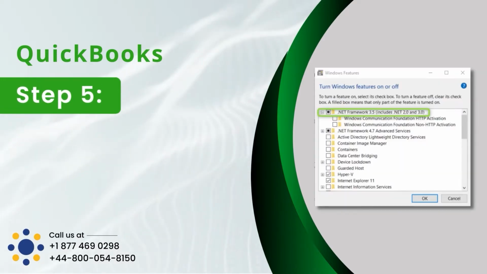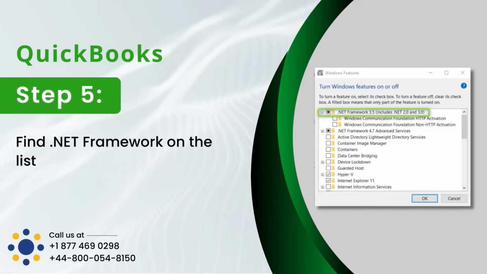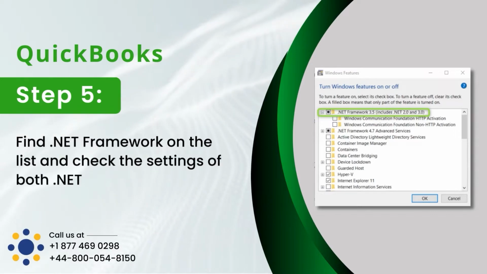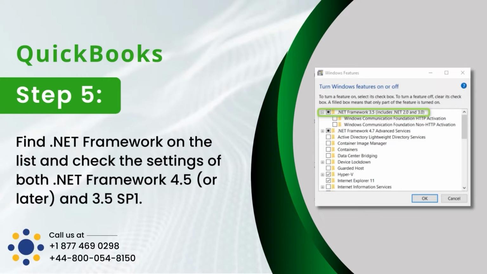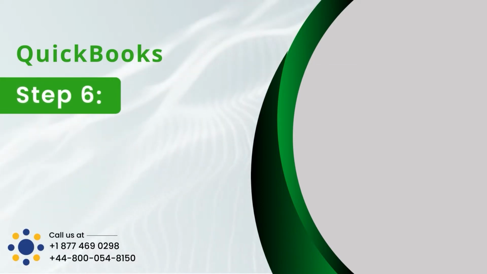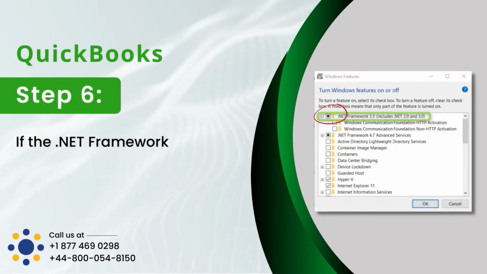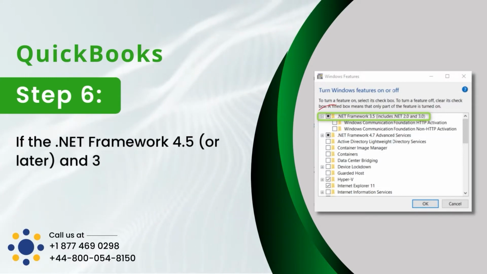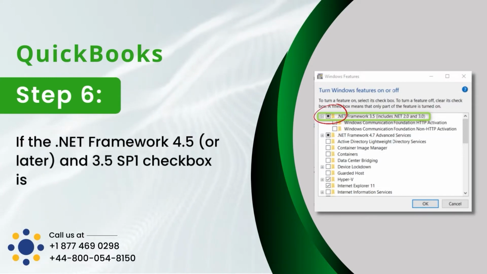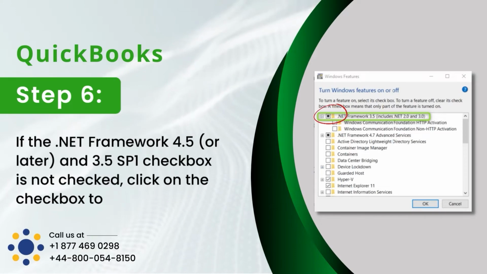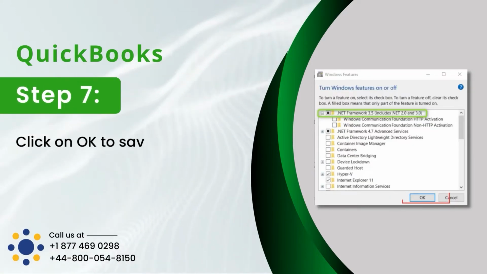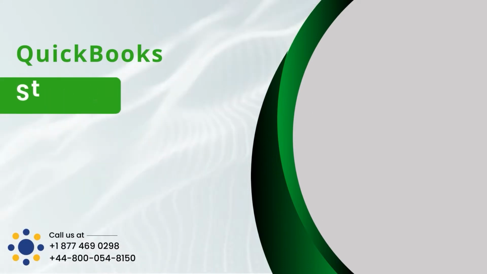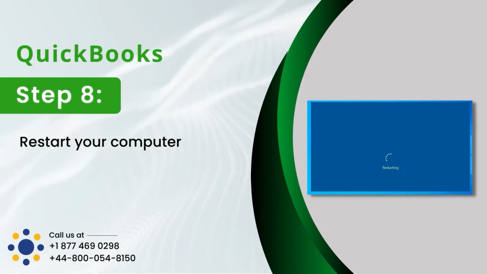Step 4. Under Programs and Features, click on Turn Windows Features on or off. Step 5. Find .NET Framework on the list and check the settings of both .NET Framework 4.5 or later and 3.5 SP1. Step 6. If the .NET Framework 4.5 or later and 3.5 SP1 checkbox is not checked, click on the checkbox to turn on. Step 7. Click on OK to save the changes. Step 8. Restart your computer.